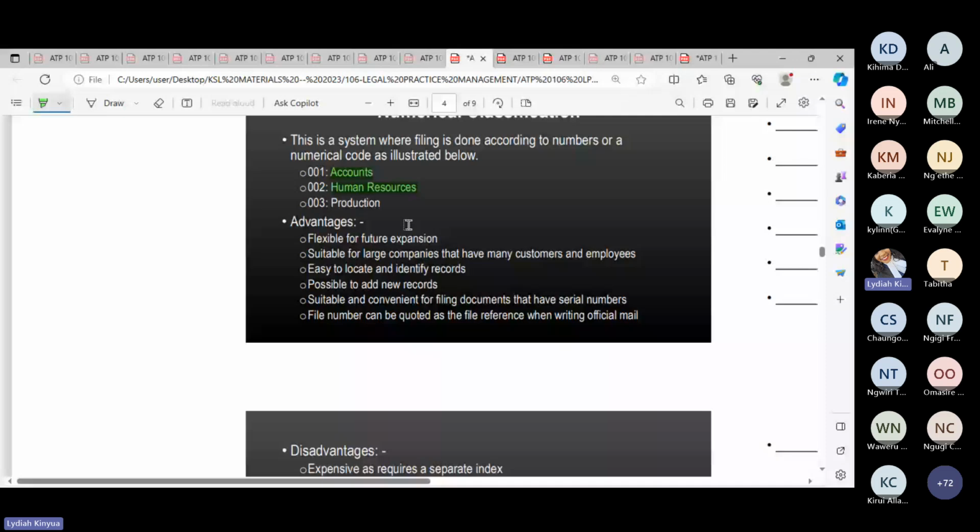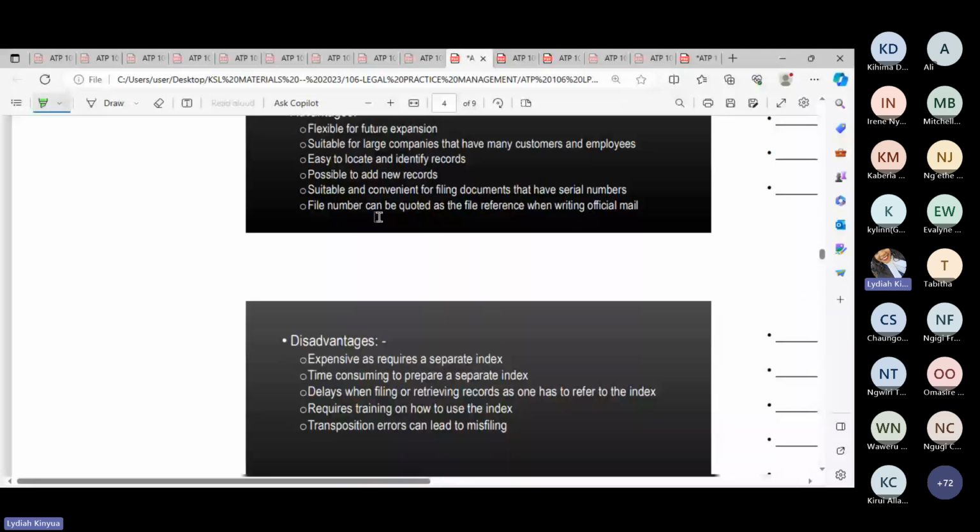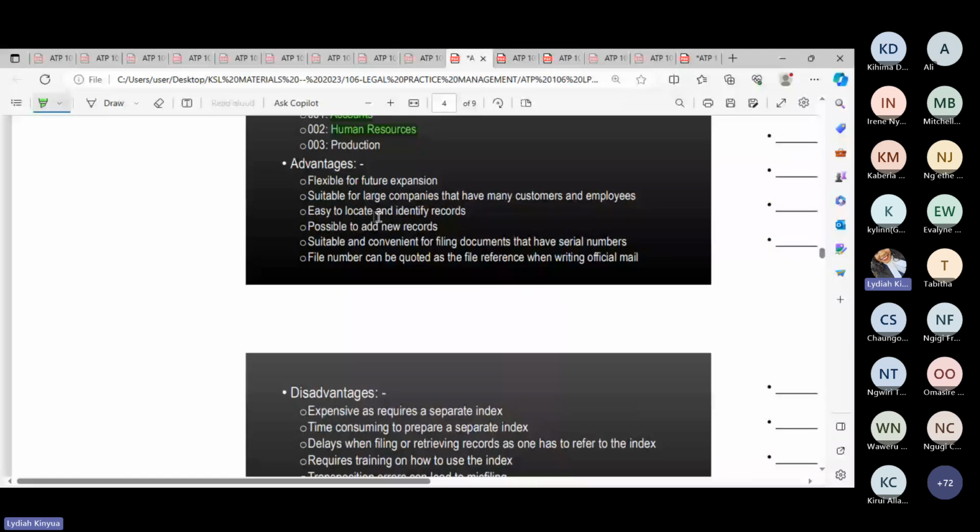I'm not going to belabor the point, because we can't discuss all the advantages. As long as you know what a numerical classification is: it is flexible, it is suitable for large companies because you are able to estimate. You see all 003 criminal files, and it is possible to add new records easily. It is convenient for filing documents with serial numbers.